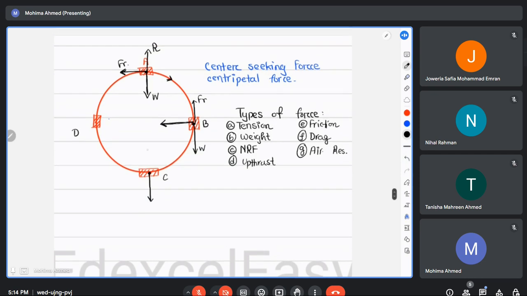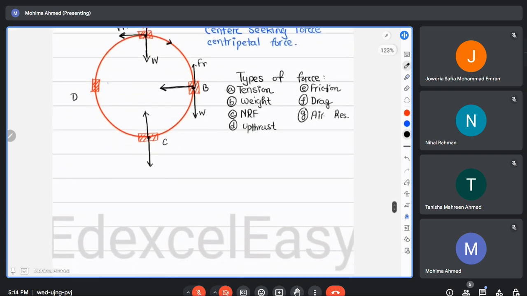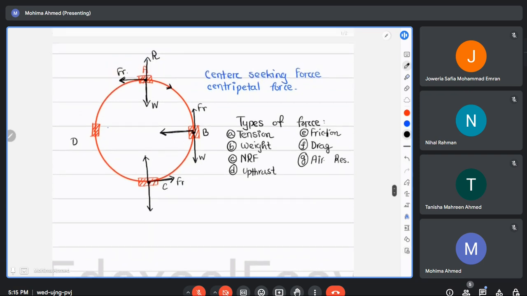If we move on to part C now, similarly weight will act vertically downward, and this time normal reaction force will also act towards the center, right, perpendicular to the surface again. And this is your direction for your tangent. This is the direction for your friction. Lastly, for point D now, again, weight acts vertically downward. This is the direction for your reaction force.